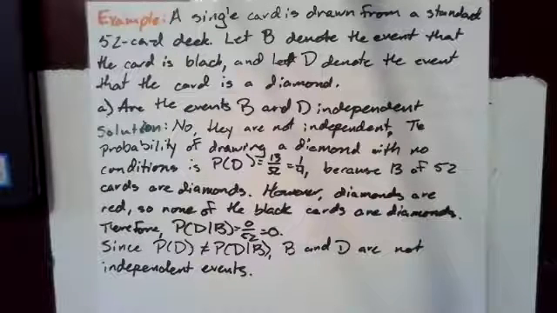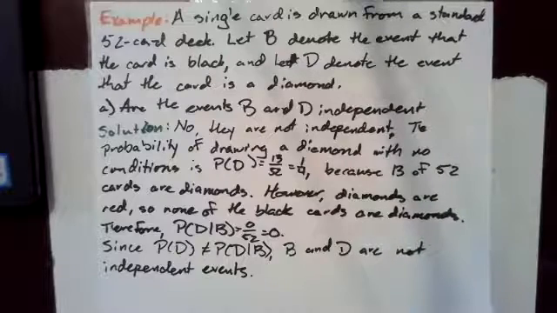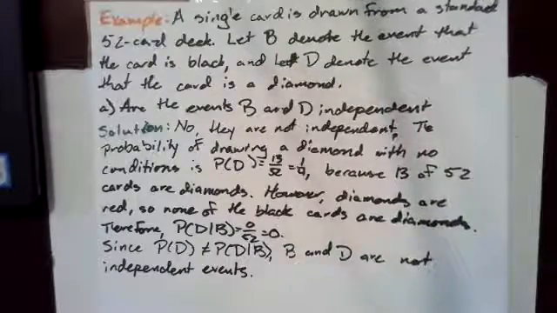No, they're not independent. The probability of drawing a diamond with no conditions is the probability of D, which is 13 out of 52 or 1/4, because 13 of the 52 cards are diamonds. However, diamonds are red, so none of the black cards are diamonds. Therefore, the probability of D given B is 0 out of 52, or 0. Since the probability of D is not equal to the probability of D given B, B and D are not independent events. If you draw a diamond, you can't simultaneously draw a black card. That's what this comes down to.